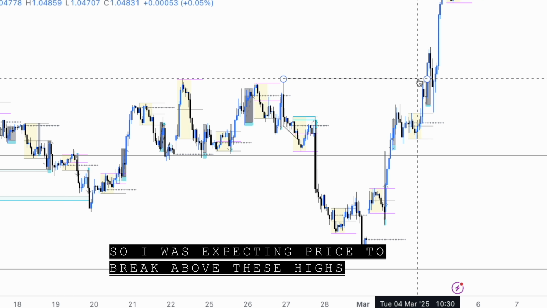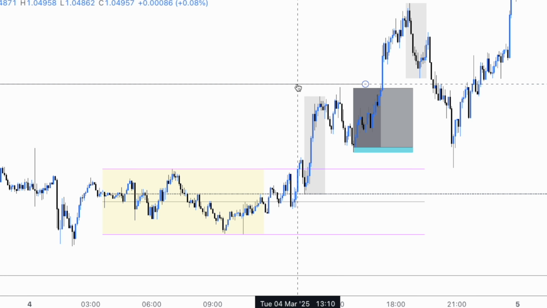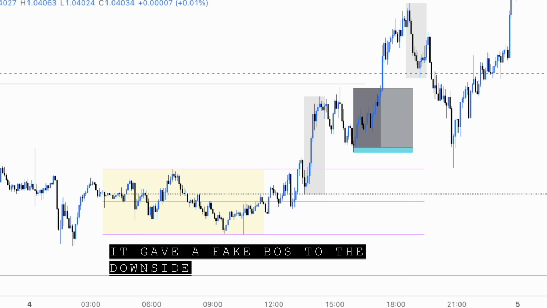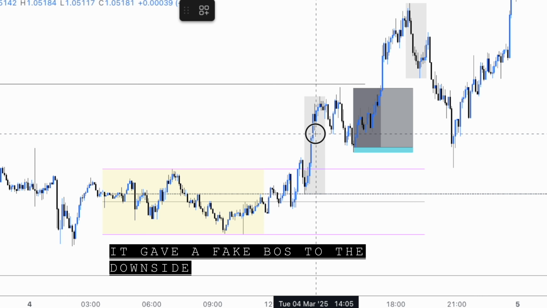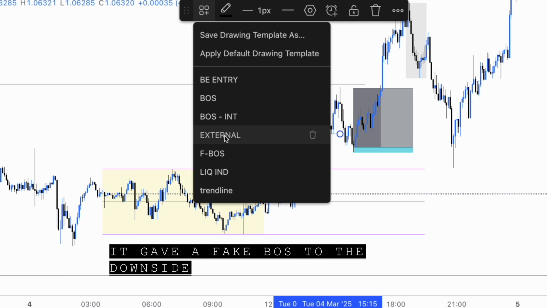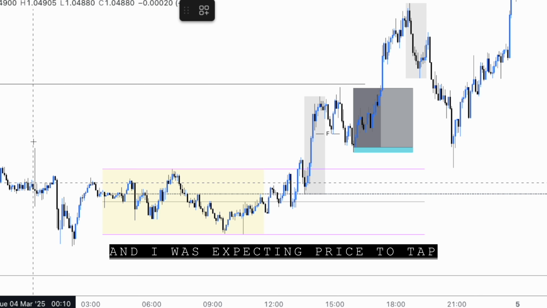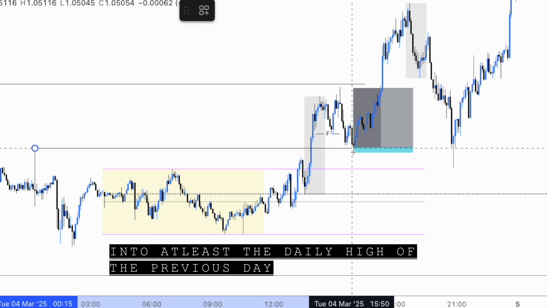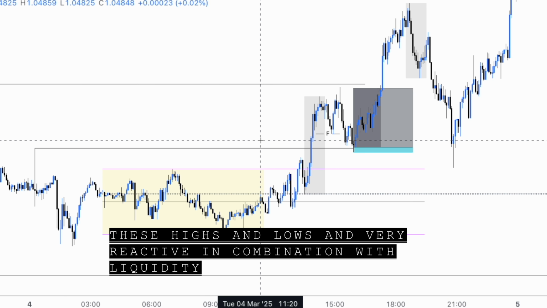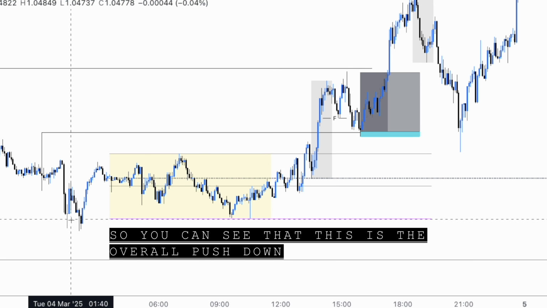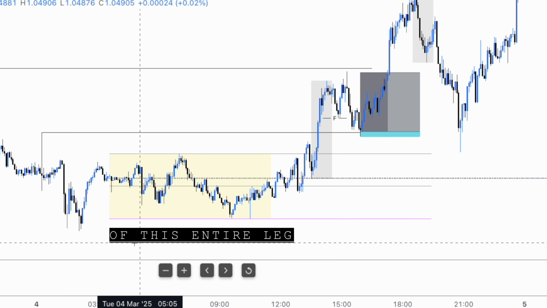So I was expecting price to break above these highs. Right before the price took out this high, it gave a fake BOS to the downside. And I was expecting price to tap into at least the daily high of the previous day. These highs and lows are very reactive in combination with liquidity. So you can see this is the overall push down of this entire leg.